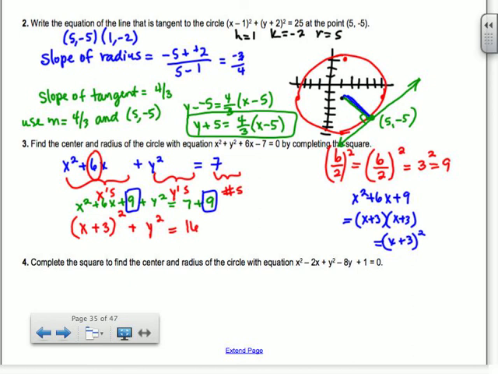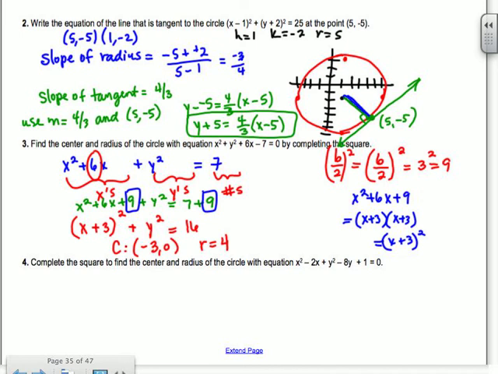Now it's in the form for the equation of a circle. So what's my center? Close. Negative 3, 0. And what's my radius? 4. It's the square root of 16, right? 4.